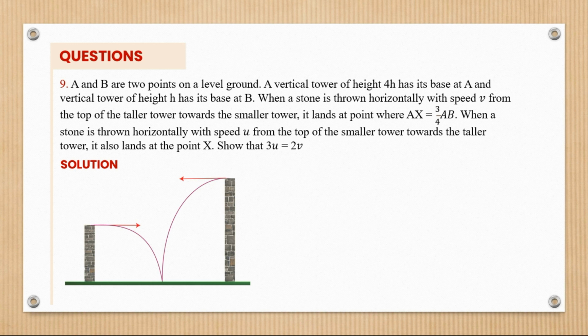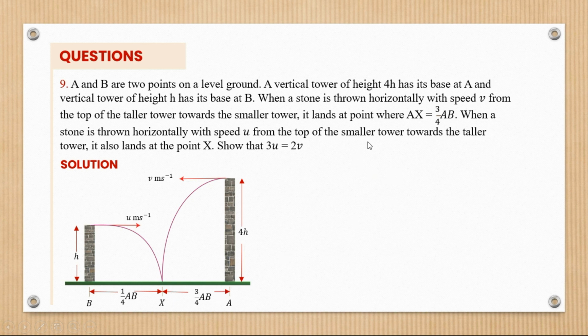So now we have two different points. There's going to be a point A and there's going to be a point B. So this is the point A, and the vertical tower at that point is of a height 4h, and then this is point B, and the vertical tower there is of a height h. So now we can say that the initial velocity of the particle from the top of the tower at A is projected with a velocity of v meters per second, as we are told in the question, and that from point B is projected with u meters per second.